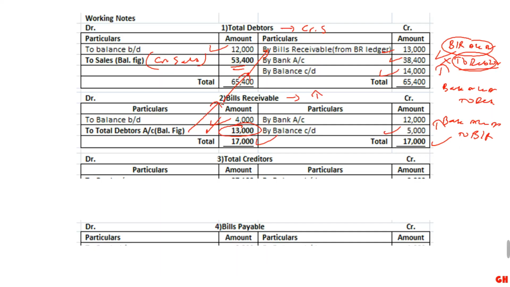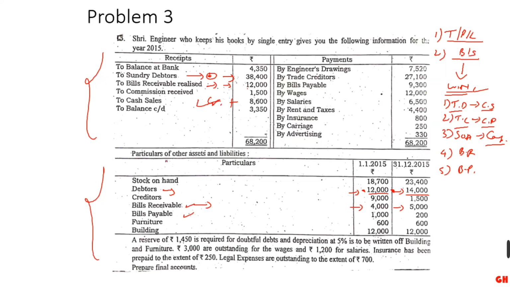Now we will prepare total creditors also. In total creditors, all the information similar to debtors is given: opening balance, closing balance. But the difference is that a creditor is the party to whom the proprietor has to pay. Shri Engineer was supposed to pay 9,000 for last year, but this year 1,500 is remaining. Bills payable also, he was supposed to pay 1,000. This year 200 rupees is remaining, but in the year he has paid 9,300 for bills payable, and for creditors he had made a payment of 27,100.